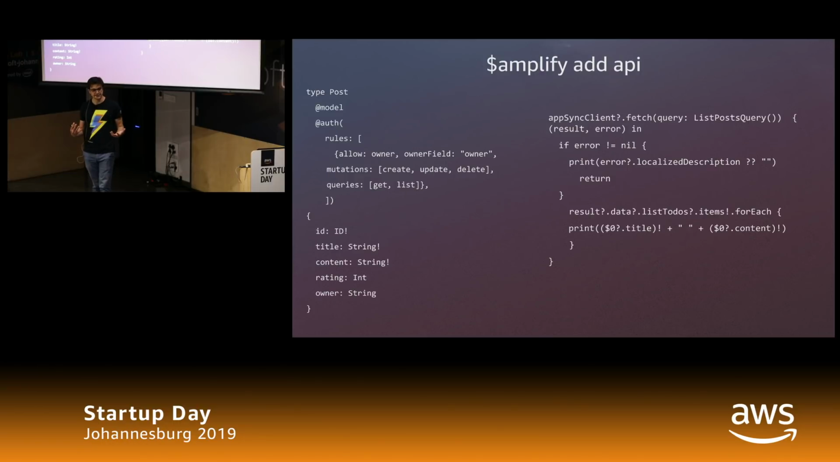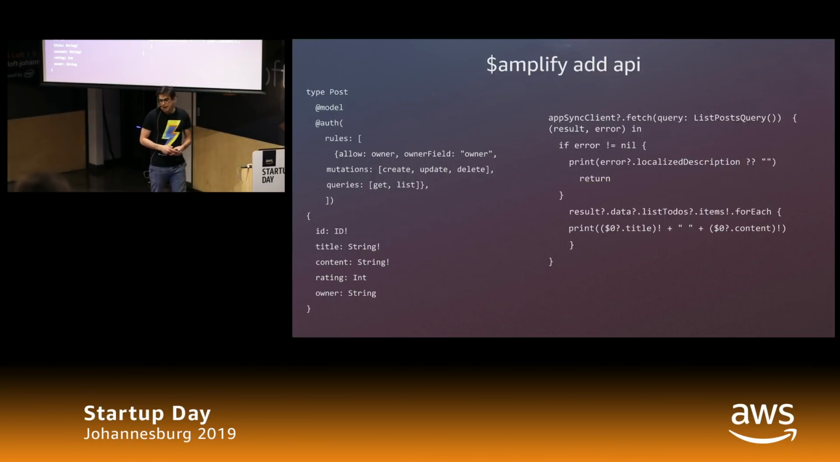From the CLI perspective, it's a tool that you download and you'll run from your command line. And to add an API, it's as simple as this. You call the Amplify add API, you define your model, you specify if you want any authentication, what the fields look like, and then you specify how it should get the information from there. That's the simple to-do list.